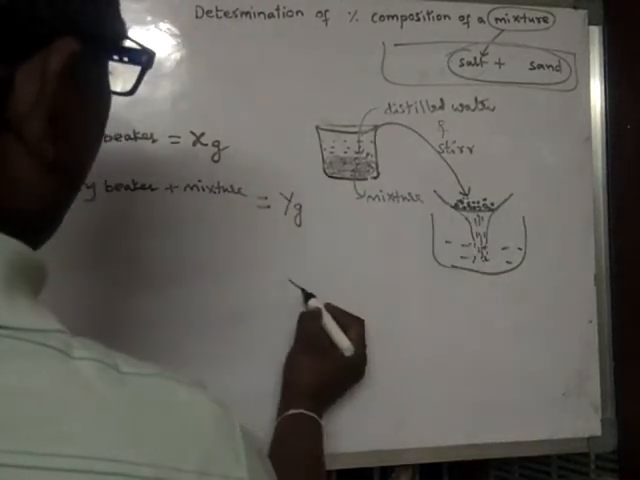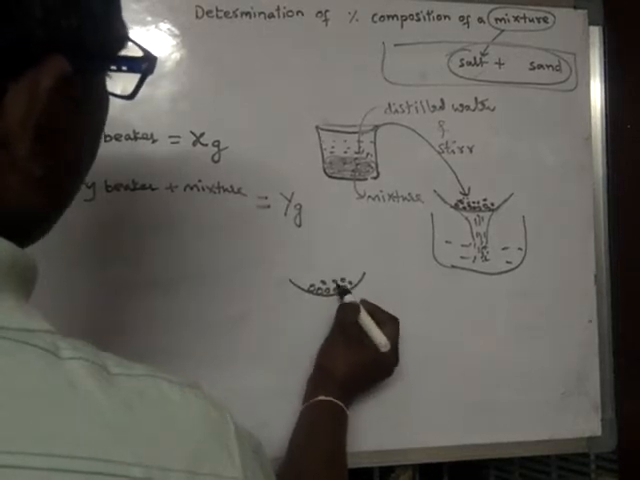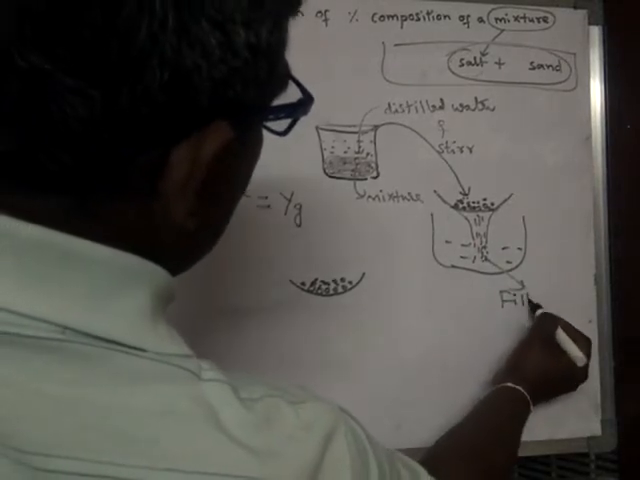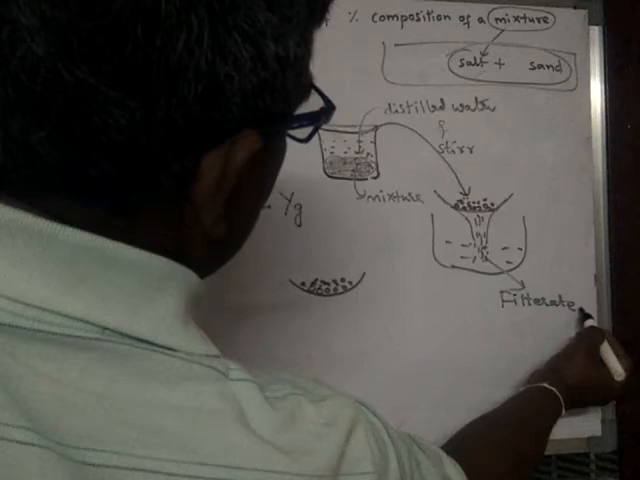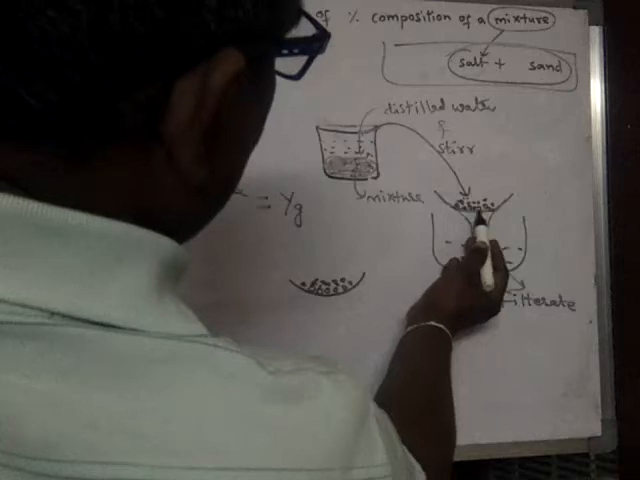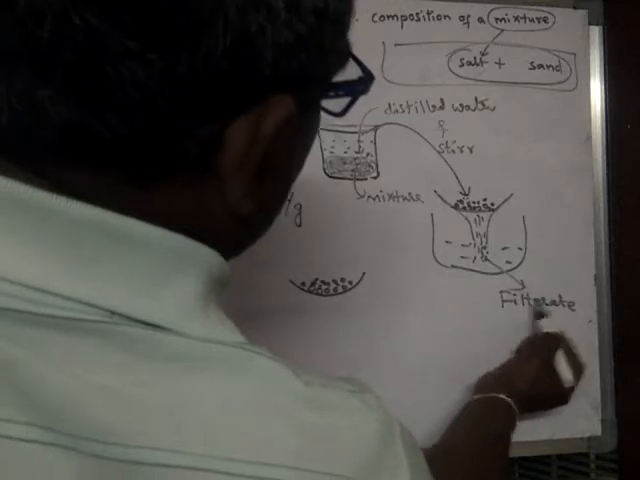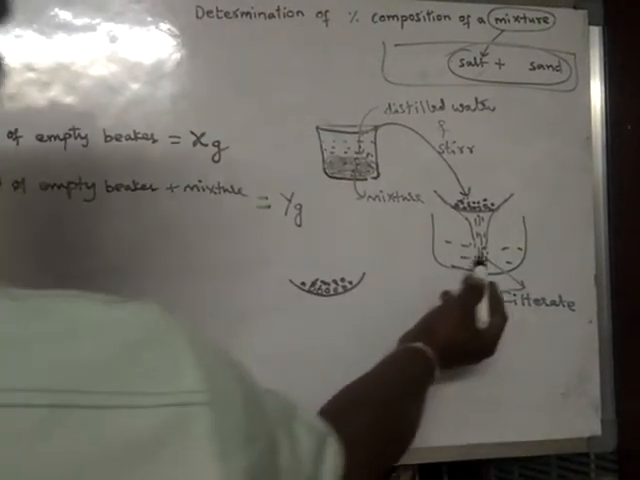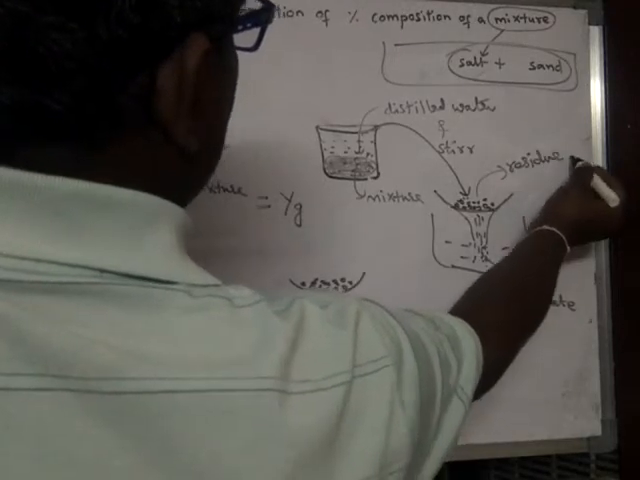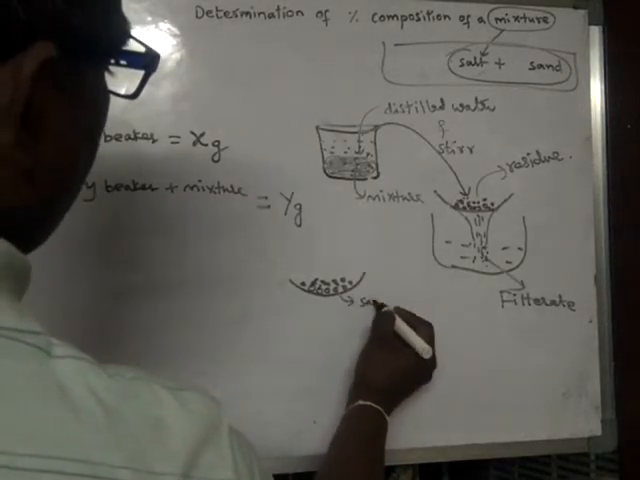Simply take out that sand and dry it. This solution is called the filtrate. What is the meaning of filtrate? The substance which has passed through the filter paper is said to be the filtrate, and what is left behind is called the residue. Here, sand is the residue.